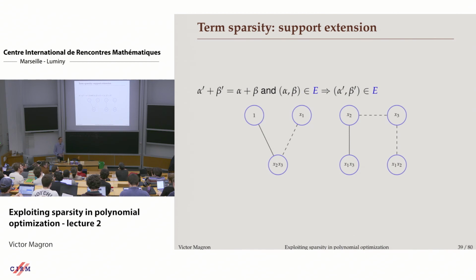Yes? One question. As long as I have one as a node, I can basically draw edges all over, right? Because no. Polynomials exist. I don't understand why. No, because it must exist in the support.